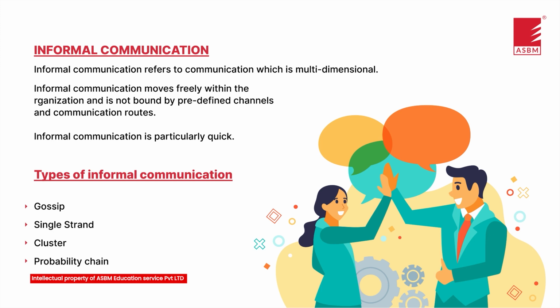Now let's see what informal communication is. Under informal communication, the communication will be like a free flow. There won't be any proper channel or routes to communicate. For example, employees communicating with each other without any channels. Examples are gossip, single strand, probability chain or cluster. So now you can understand the difference between formal and informal communication.